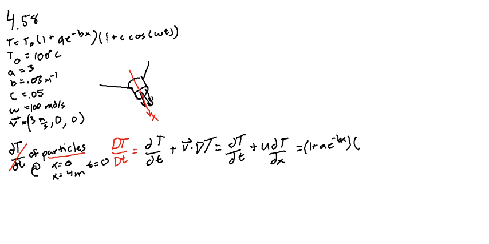In this section we got 1, which goes to 0. And then we've got c cosine omega t, which if we take the derivative of that, it is negative c omega sine omega t. Plus u, which is simply 3, times the derivative of T with respect to x.